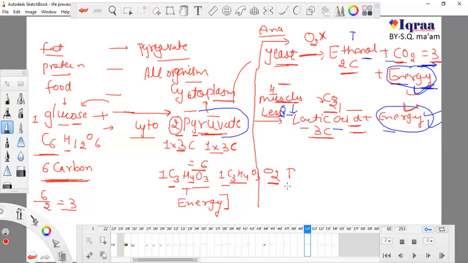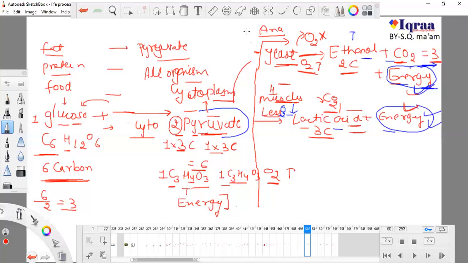It occurs when there is plenty of oxygen. Definitely muscle cells can go under this respiration. Yeast never goes for aerobic reaction. Yeast cells always love to do the respiration which has no oxygen. So yeast cell is confirmed for the anaerobic reaction.